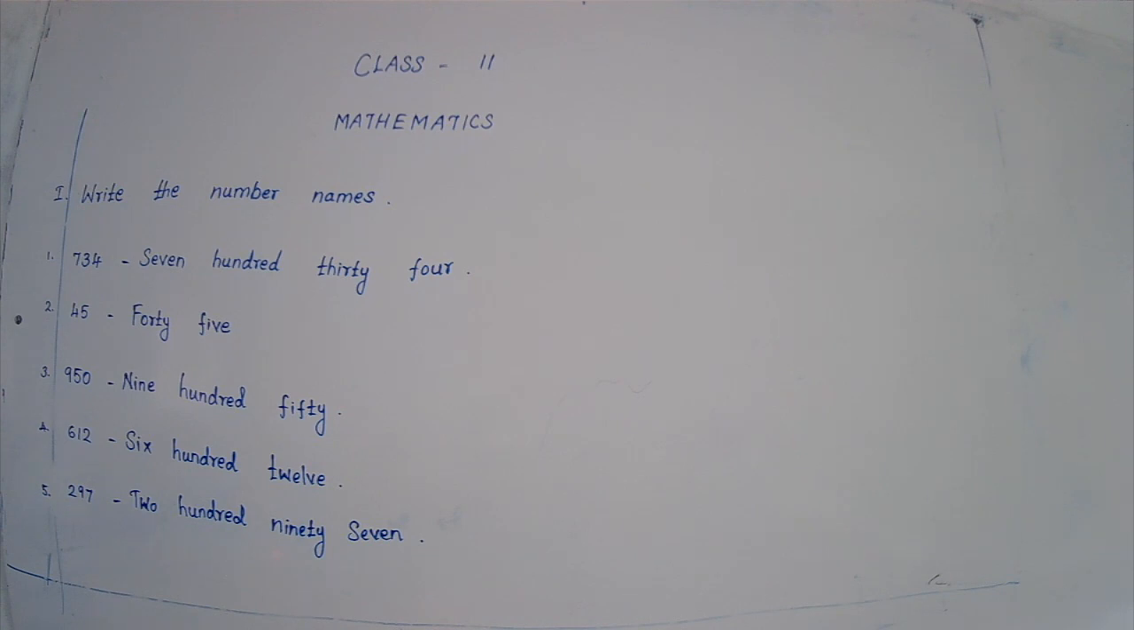Say the spelling for 734. SEVEN HUNDRED, THIRTY, 30, FOUR, 4, 34. 734. Next, 745: FORTY, 40. FIVE, 45.